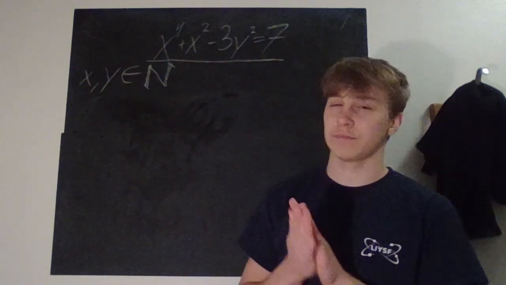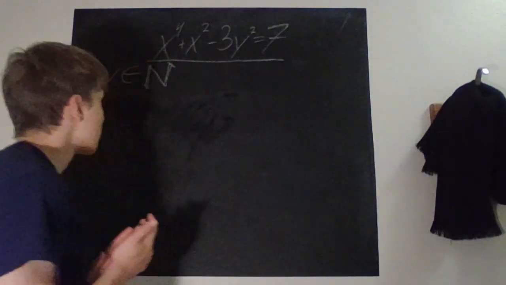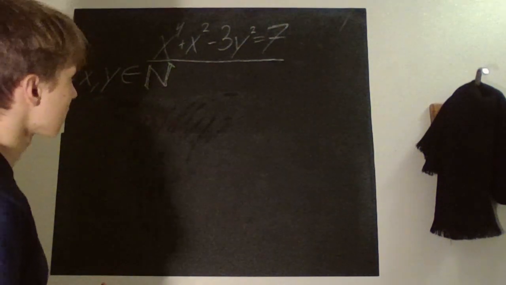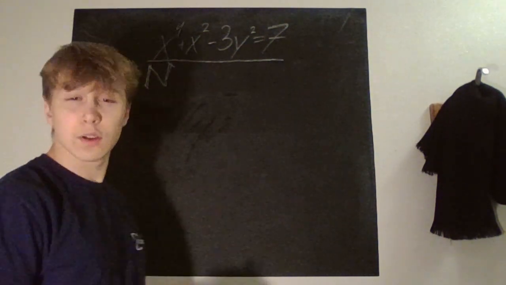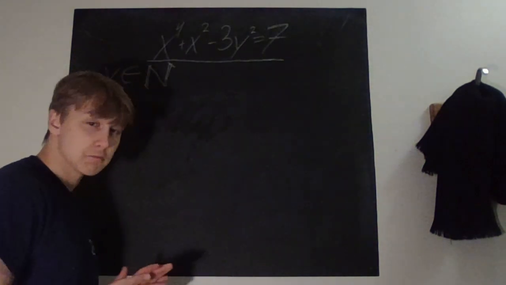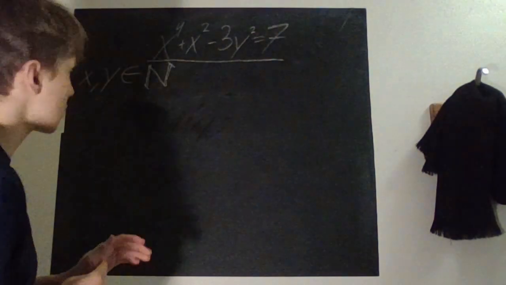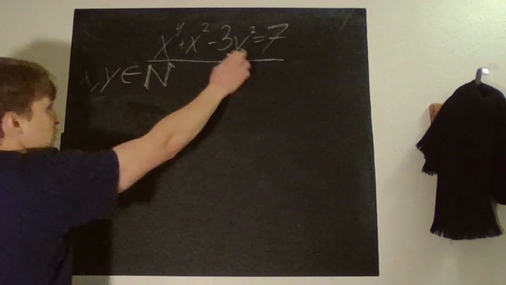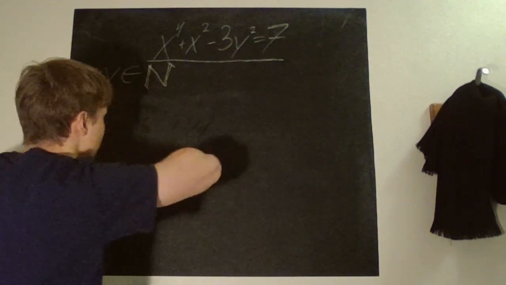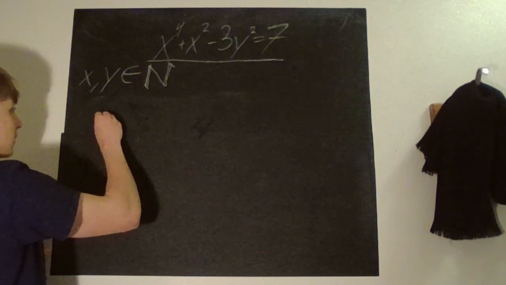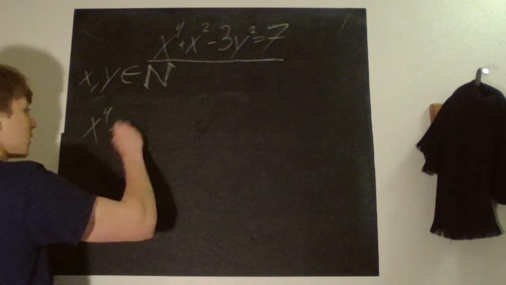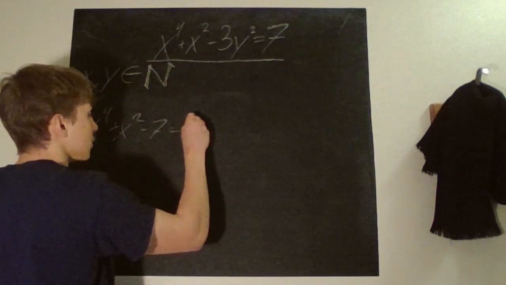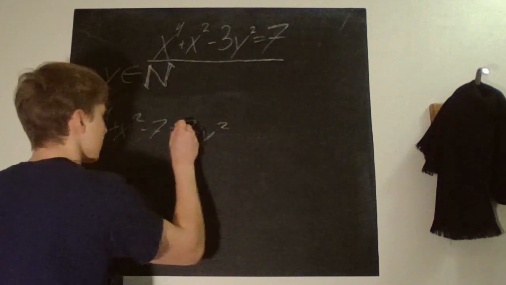So, what do we have here? We have a 3 and we have a 7. I'm thinking modulus 3, maybe. Okay, so we'll start by just moving things around. So if I just move this to the right hand side and move that over, we have that x to the power of 4 plus x squared minus 7 is equal to 3y squared.